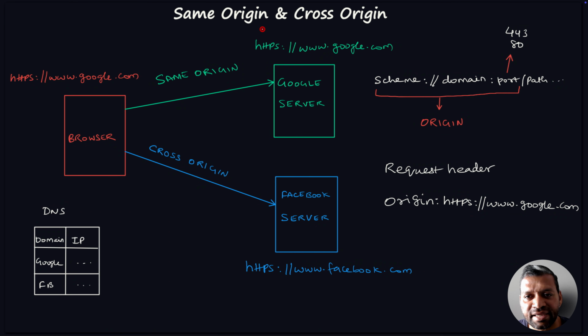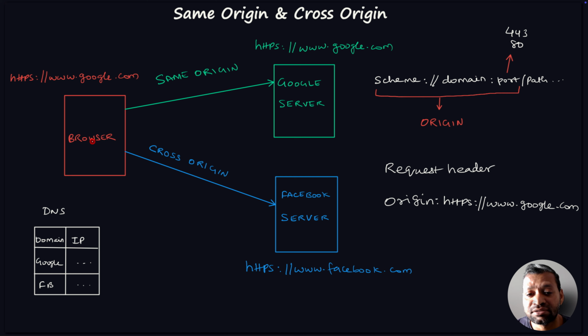Let's talk about same origin and cross origin in this video. Let's imagine that we have two different web servers. One is Google server and another one is Facebook server. Google server has its own IP address and that IP address is mapped to this www.google.com domain name. And Facebook server has its own IP address and that IP address is mapped to www.facebook.com. And that will be available in the DNS. So the DNS will tell us the IP address from the domain name, right?